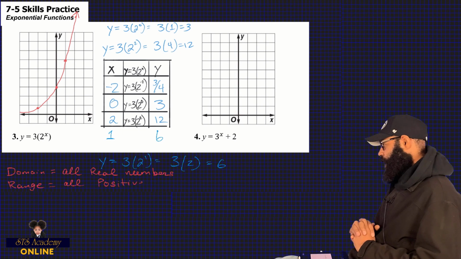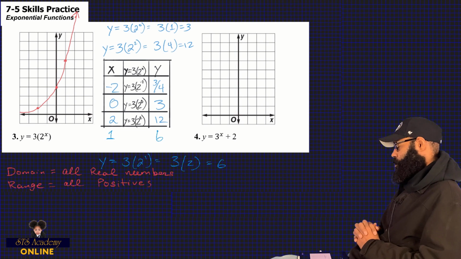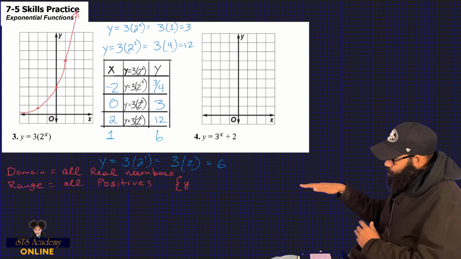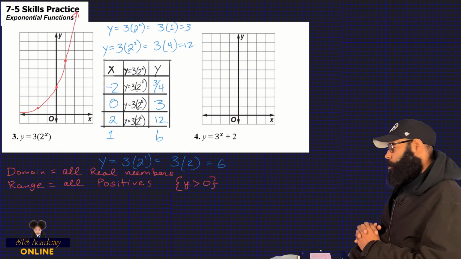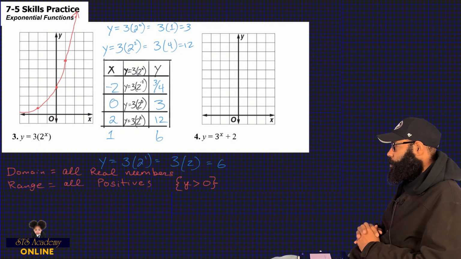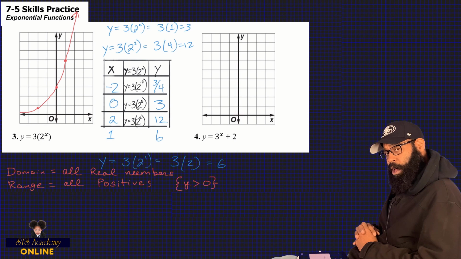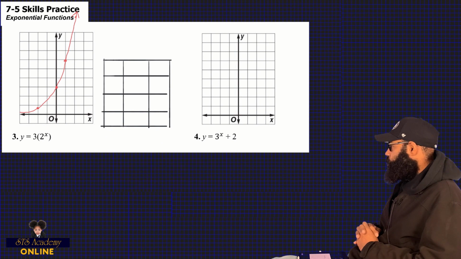For range though, guys, it's not all real numbers. It's only all positive numbers. Because you see how it levels out right there, the y-axis? Oh, sorry, the x-axis? It's not going to go below that. Try it on a graphing calculator. Try out Desmos, excellent website for graphing. And I'm feeling good. We can do that for the next one.